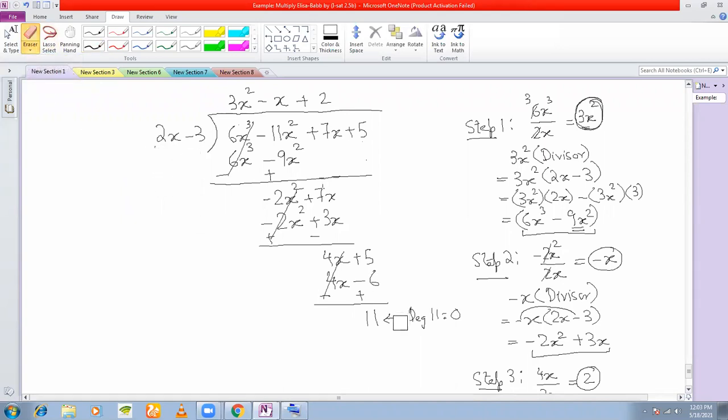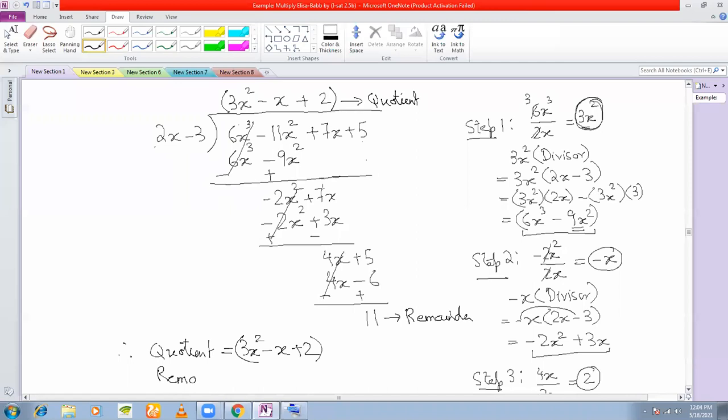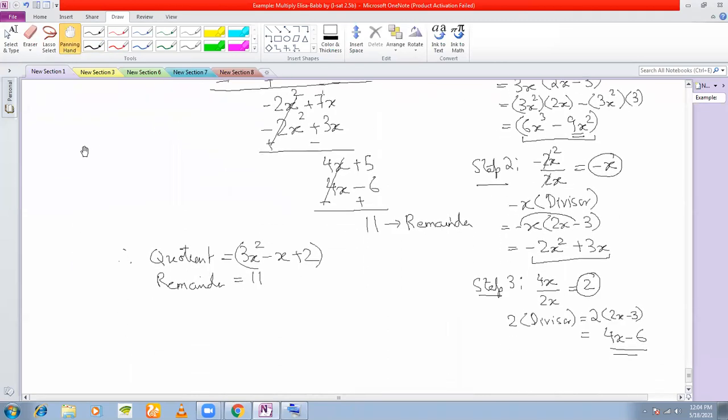And after stopping here, what do you say? You say that this that you have got on top, this is our quotient. And here, this we call as our remainder. So therefore, we'll write quotient is equal to 3x square minus x plus 2 and remainder here is simply plus 11. Okay. So we have carried out the division and our division method is complete.